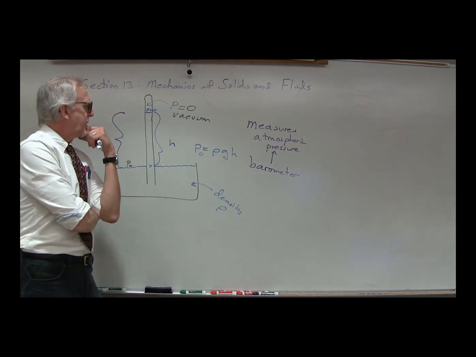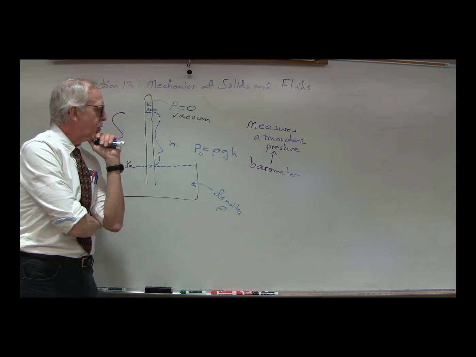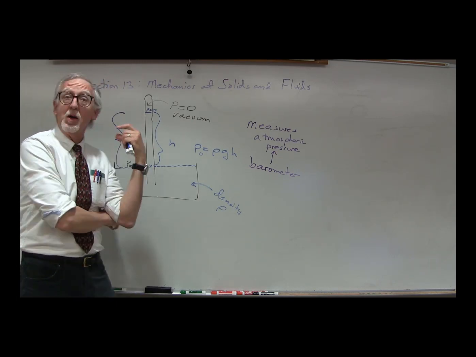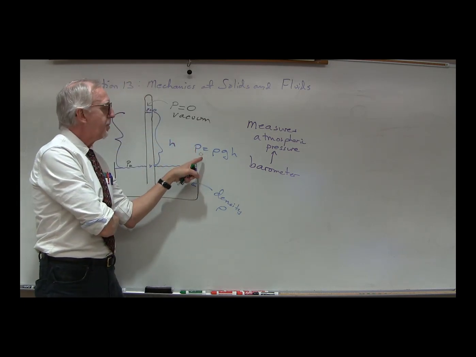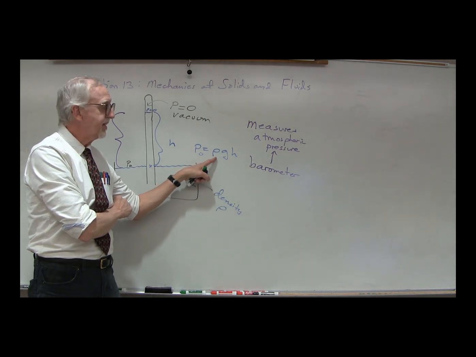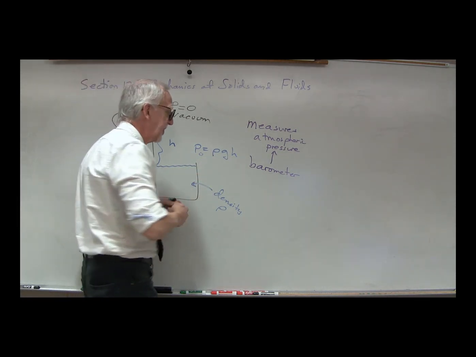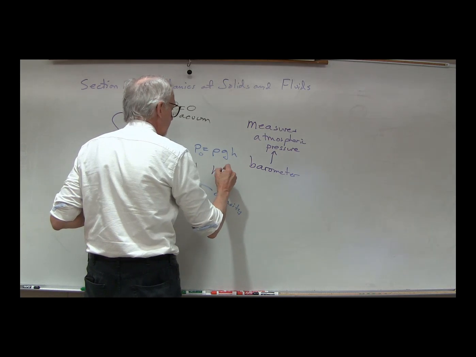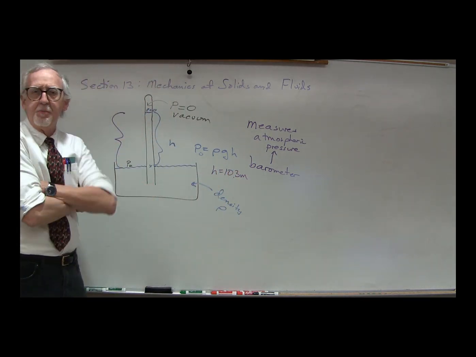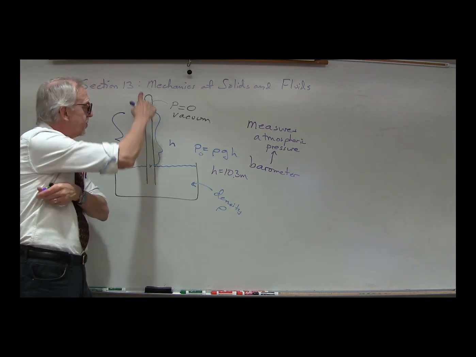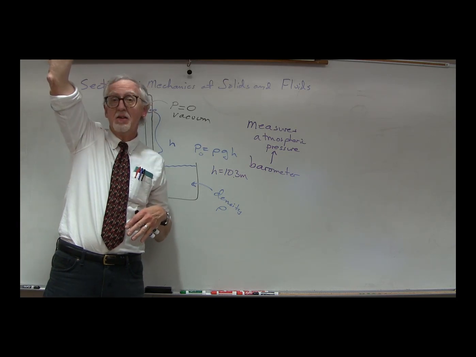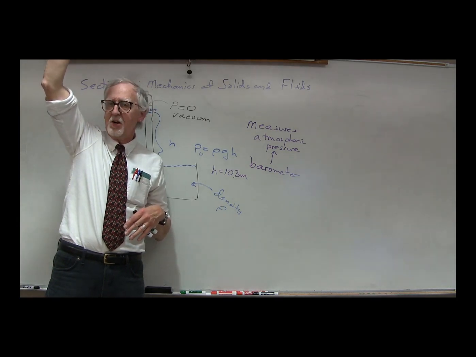Now, let's think about a problem with this. If we were to make this with water, how tall would this be? Well, we already know that. What height would give us one atmosphere of pressure with the density of water? We already calculated that. That's 10.3 meters. So what's the problem with making this barometer with water? It would have to be 10.3 meters tall, in other words, at least 31 feet tall.